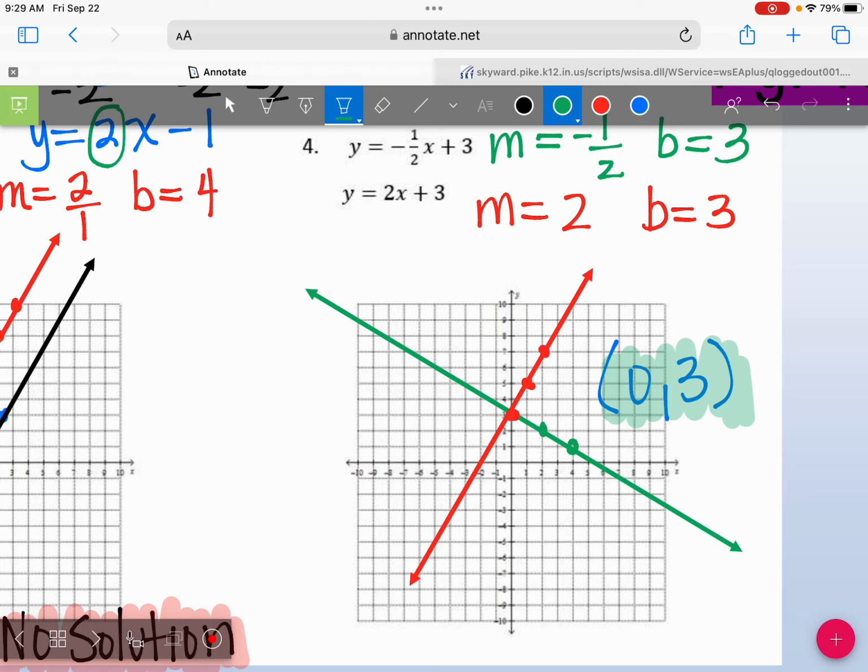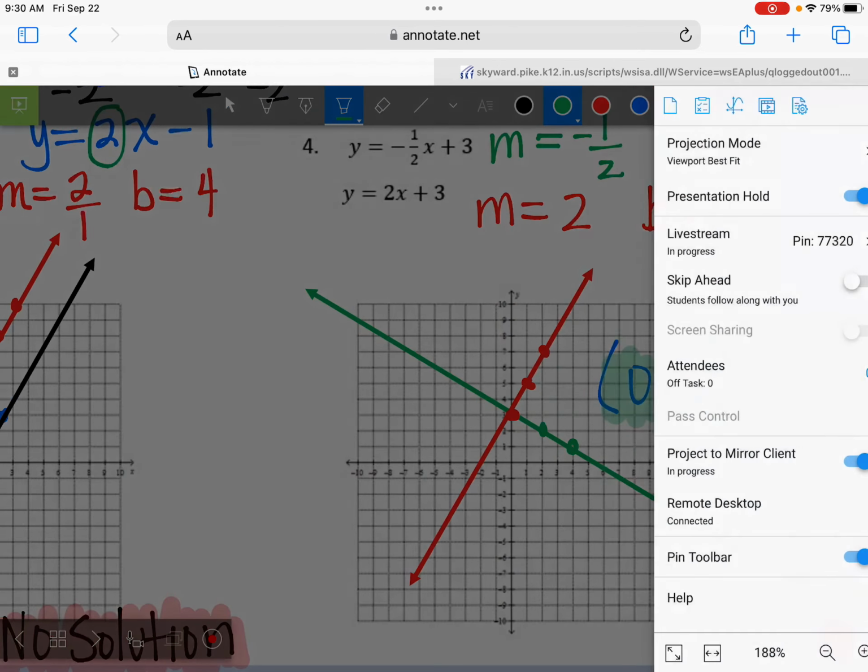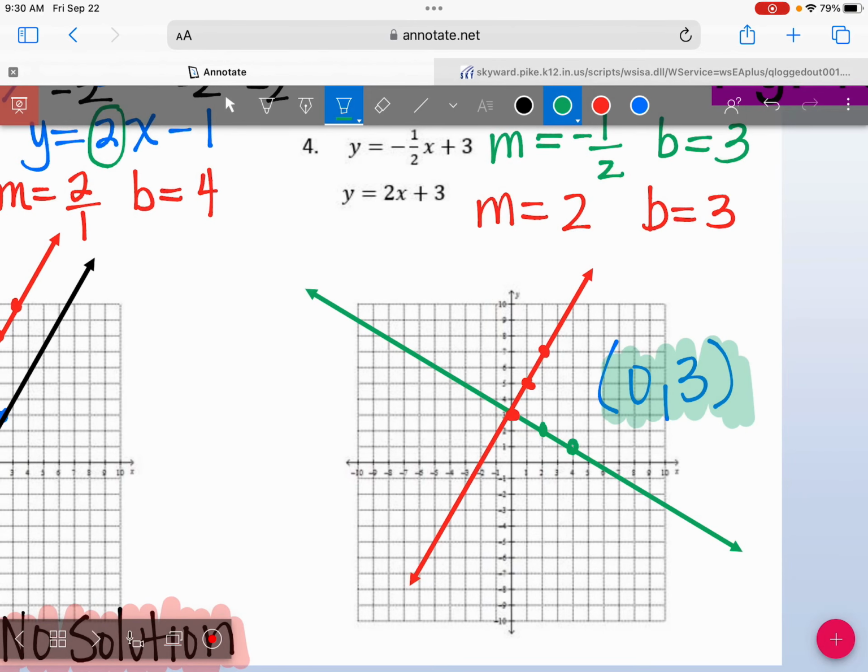All right, who got 0, 3? All right, so let's go ahead and look at the two graphs. So they have different slopes, but the y-intercept was both 3. So we honestly didn't have to graph it because we can already tell that they're both crossing at 3 on the y-axis. So our solution would be 0, 3.